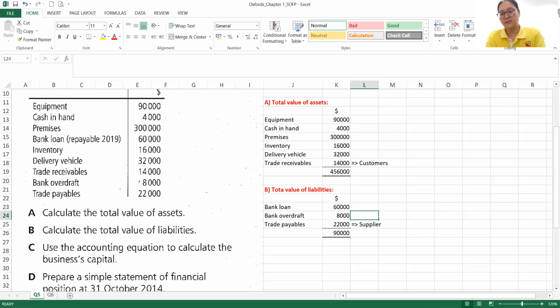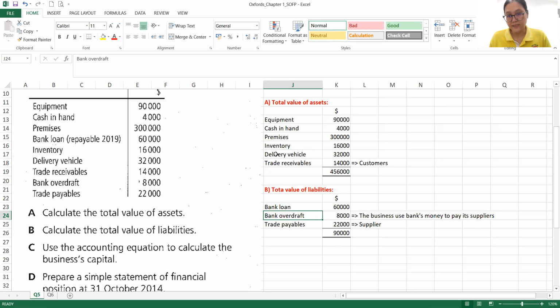But when you have bank overdraft, it means that the business uses bank money to pay his supplier. So this is the liability, bank overdraft. If you don't have this bank overdraft, just bank will be the asset. So take notes. If without the word overdraft, it is the asset bank.